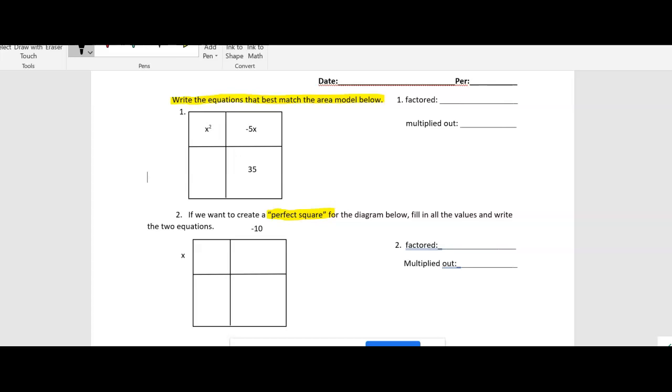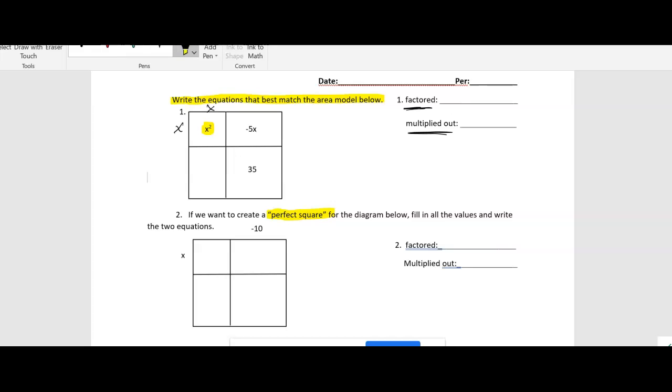So what we kind of started this whole chapter with, module section, write the equations that best match the area model. And then we've done it two different ways, factored, and then we've multiplied them out. So if I give you a certain amount of information, we should be able to fill in everything else. So if that's an x squared, the only way we're going to be able to get that is if these two lengths here would have been x's.